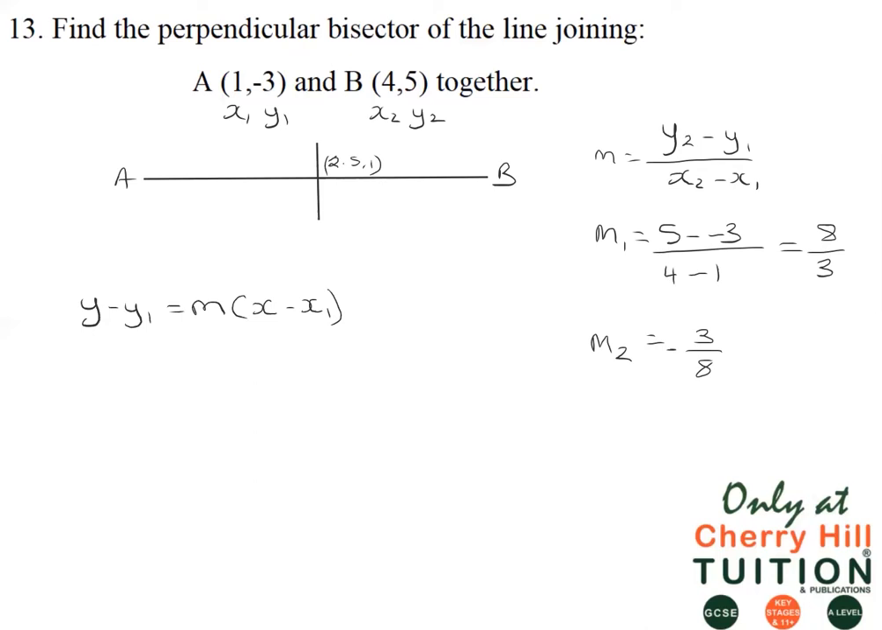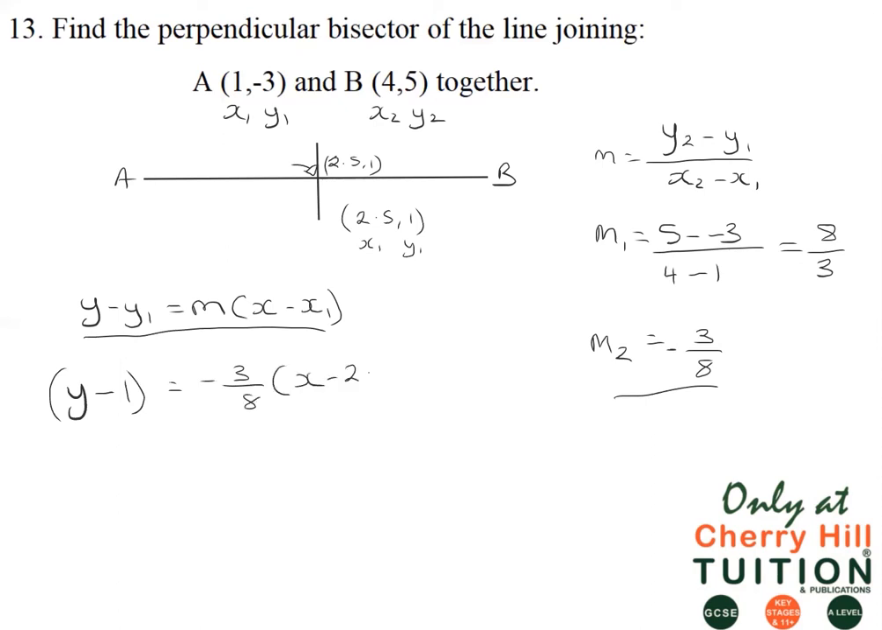Now, in order to work out the perpendicular bisector equation using this equation, we need one point on the line, which is the midpoint here, and also the gradient, which we have here. And now we just plug our values in. So y minus y1, which is the y value. So let's say 2.5 and 1 are x1, y1. So y minus 1 is equal to minus 3 over 8, brackets x minus x1, which is 2.5. So let's just change that back into a fraction.